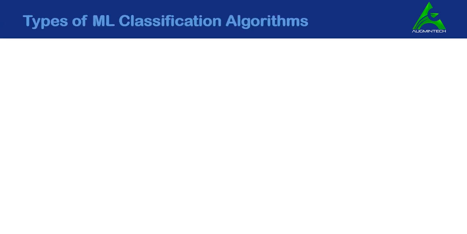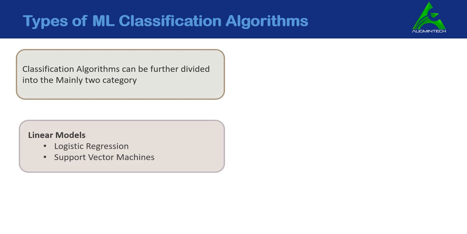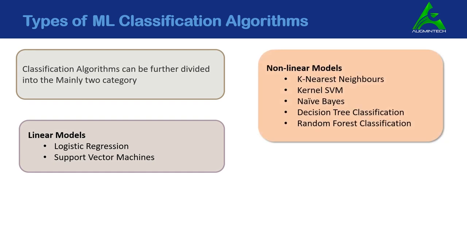Now let's see what are the types of machine learning classification algorithms. The classification algorithms can be further divided into mainly two categories: linear models, wherein we have logistic regression and support vector machines, and then we have non-linear models like k nearest neighbors, kernel SVM, naive Bayes, decision tree classification, and random forest classification.